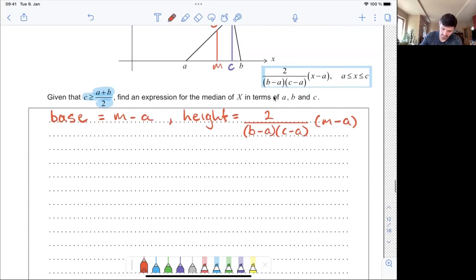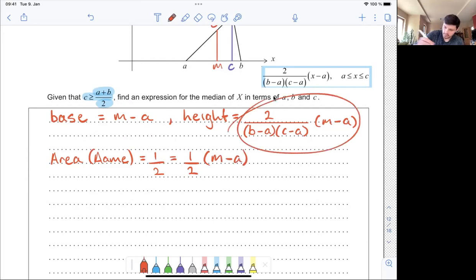So we can say that the area of triangle AME is equal to a half, which is equal to 1/2 times the base, which is over here, m minus a, multiplied by the height, which is here, which I'll put in some square brackets and copy down.